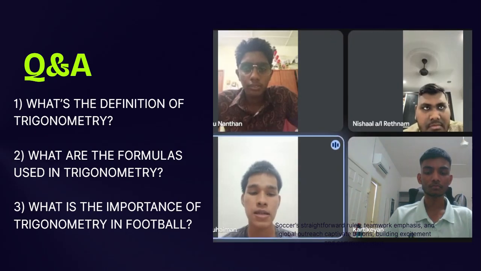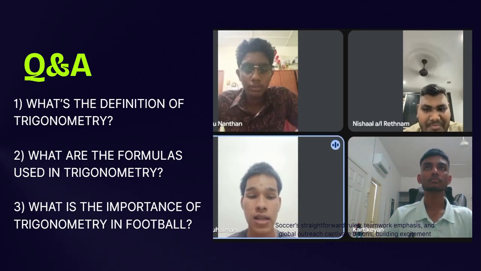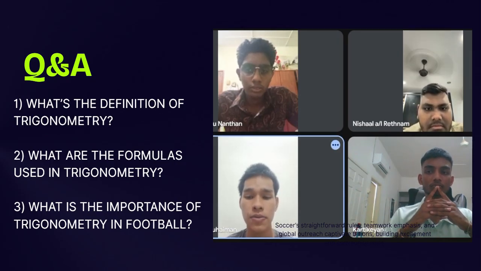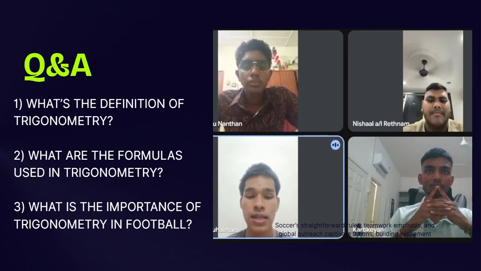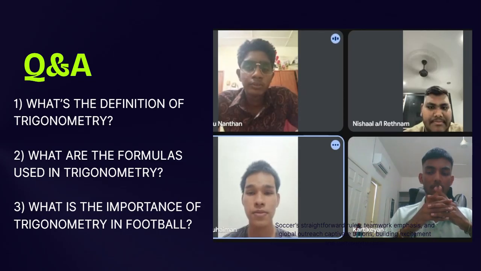So basically, the definition of trigonometry is a branch of mathematics that deals with the study of triangles, especially right-angled triangles. It focuses on the relationship between the sides and angles of a triangle. Using trigonometry, we can find unknown lengths or angles by applying special ratios such as sine, cosine, and tangent. In short, trigonometry helps us connect angles with distance. That's all from me. Thank you, Adib.